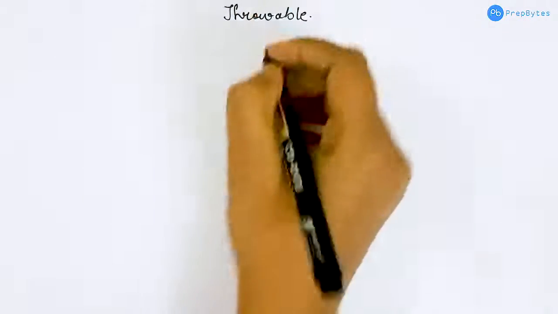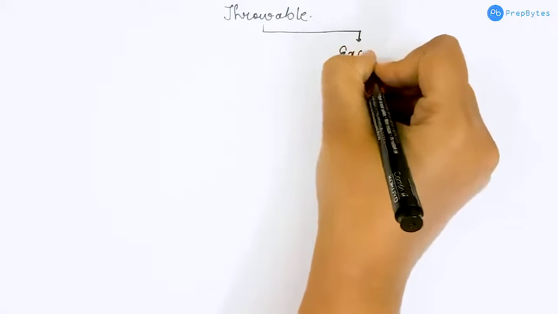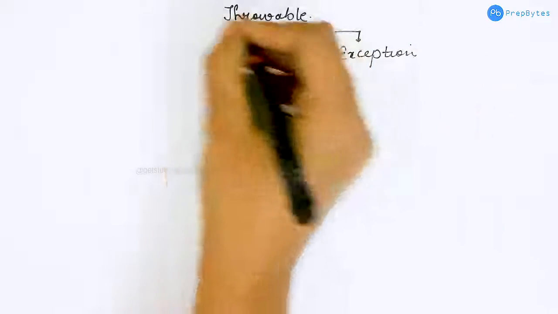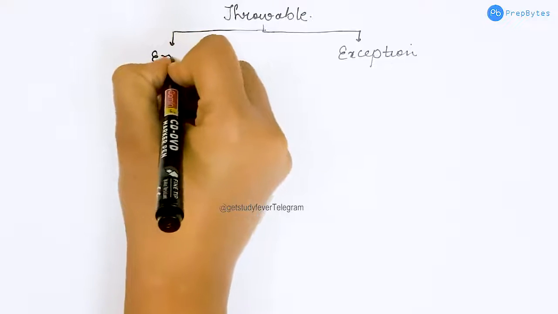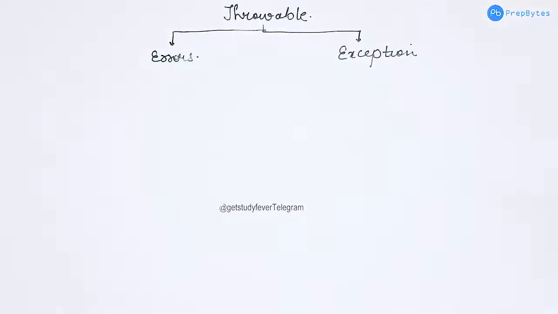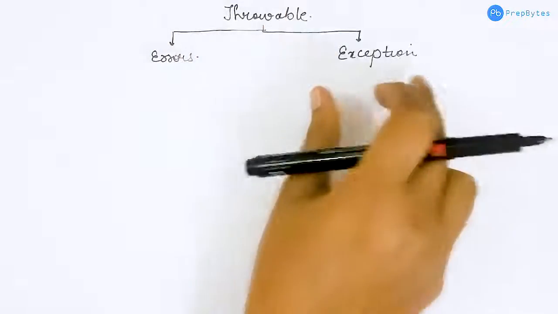Throwable has two subclasses, exception and errors. This is a very famous interview question: what is the difference between errors and exceptions? People often get confused between the two. We will try to understand the difference, but before that, let's proceed ahead with the hierarchy. Throwable has two subclasses, errors and exceptions.